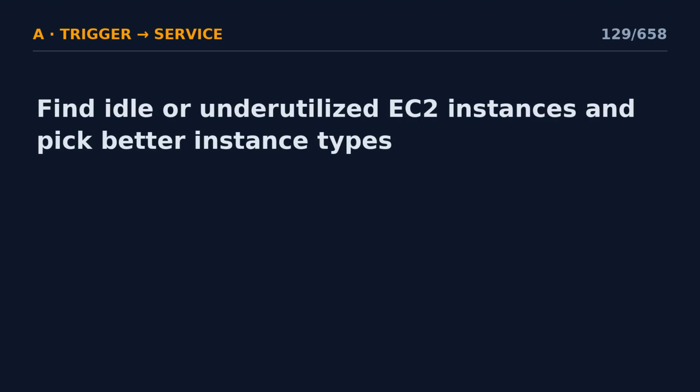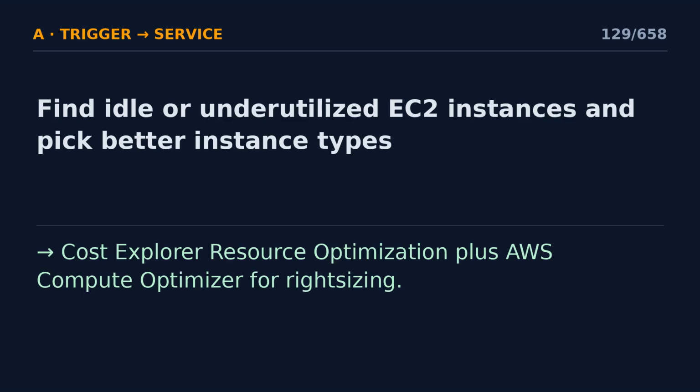Find idle or underutilized EC2 instances and pick better instance types. Answer: Cost Explorer resource optimization plus AWS Compute Optimizer for right sizing.